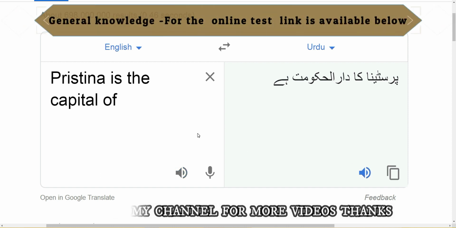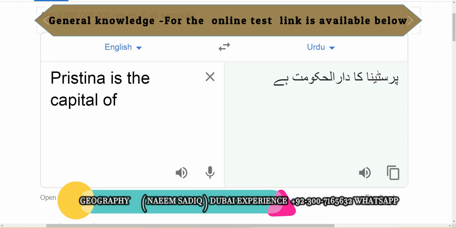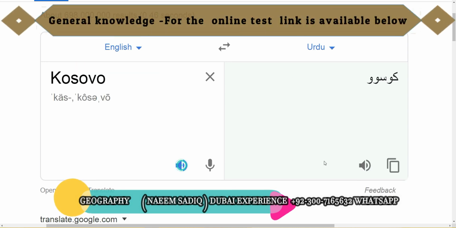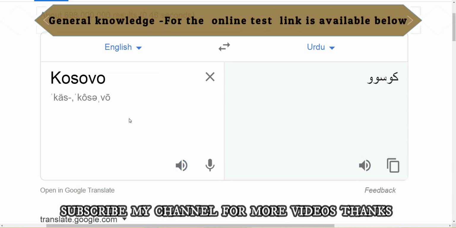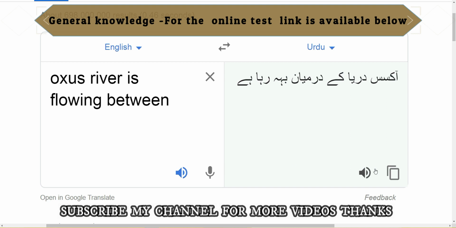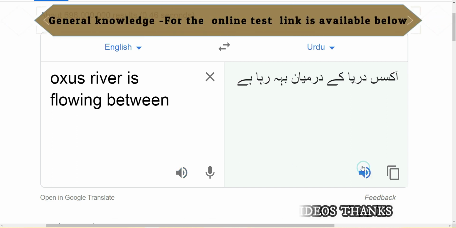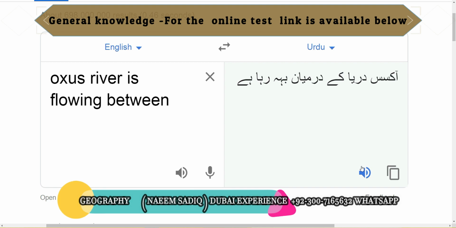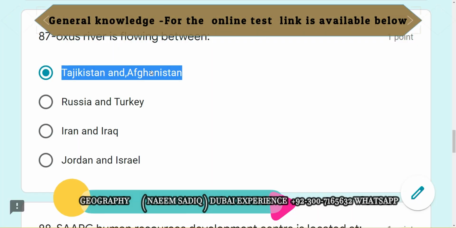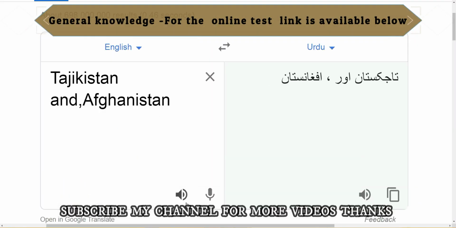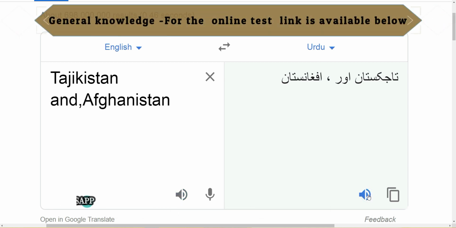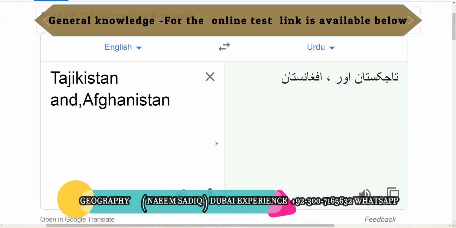Rus aur Japan. Pristina is the capital of. Kosovo. Oxus river is flowing between. Tajikistan and Afghanistan.